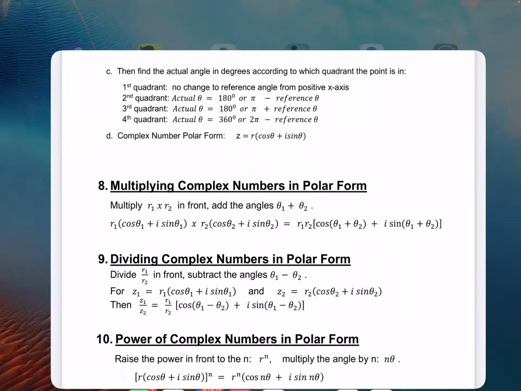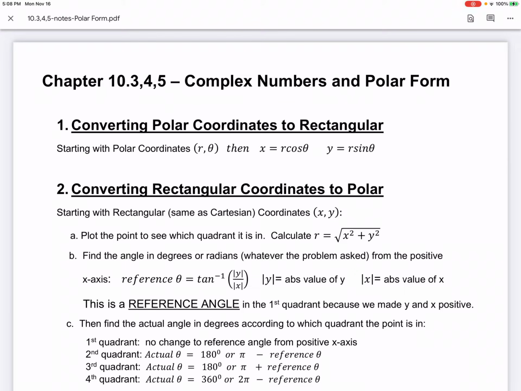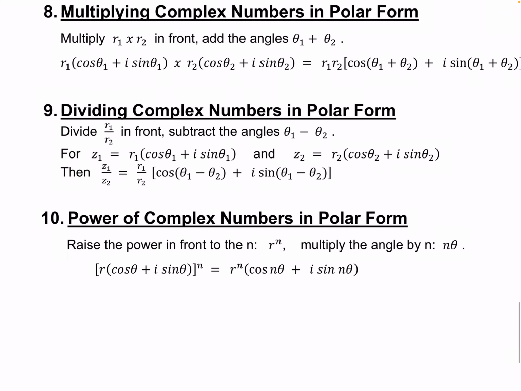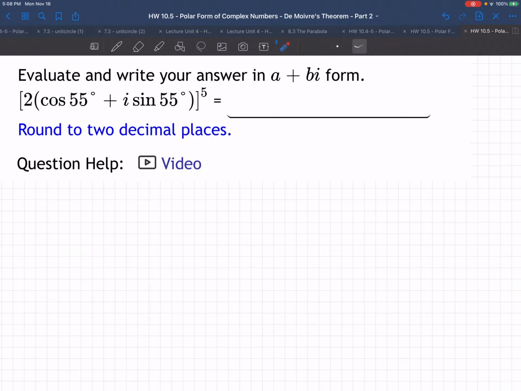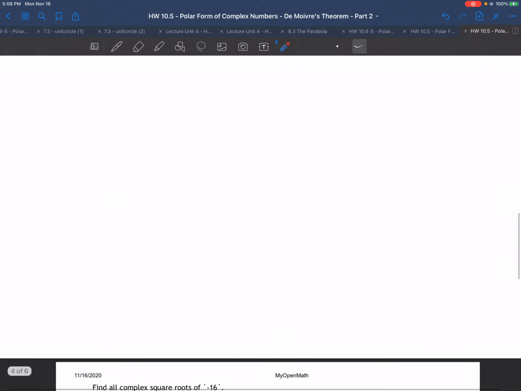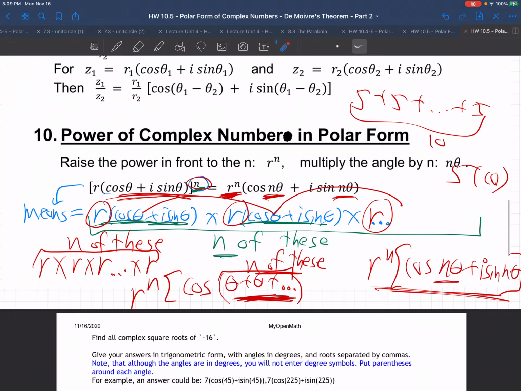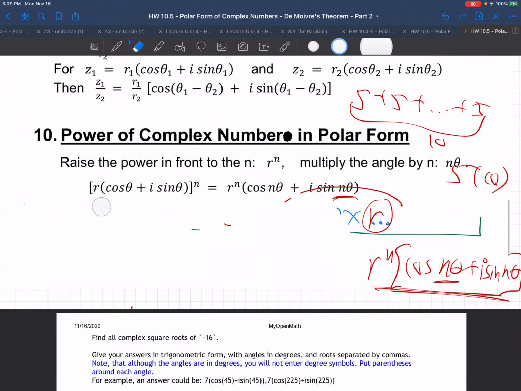If you go to the notes that I gave you at the top of Module 5, the Chapter 10.3, 4, and 5 notes, and you go on down to number 10, power of a complex number in polar form. Number 10. Right down here. Yeah, okay. It's kind of scribbly here. So, yeah, let me get rid of all this. So basically, here it is.